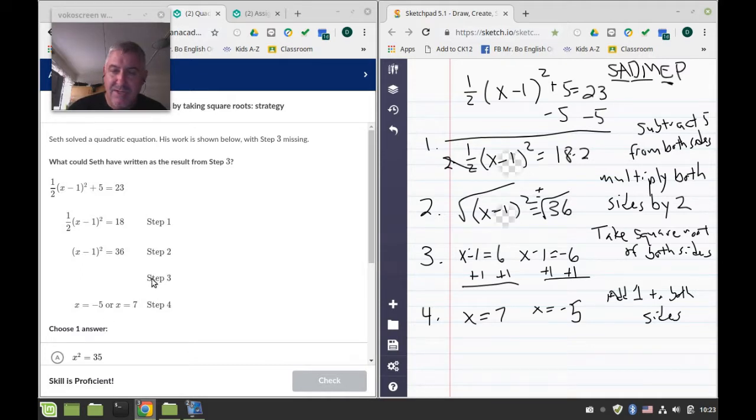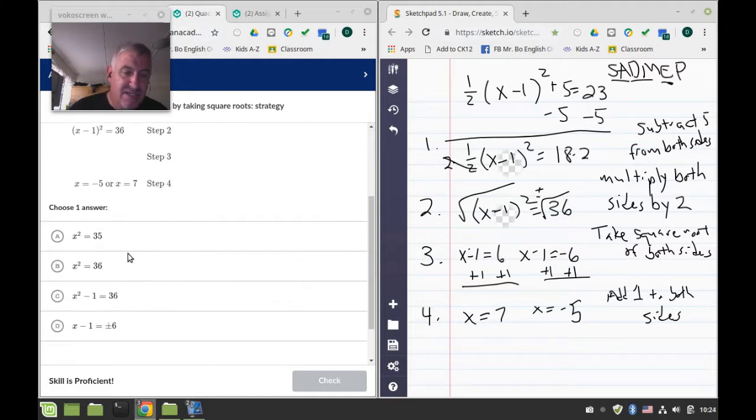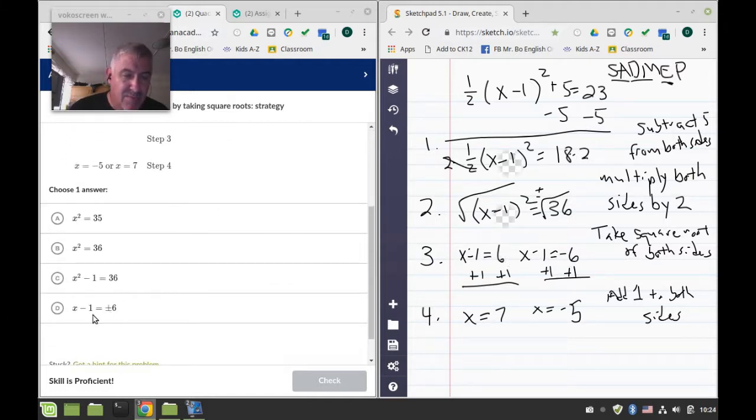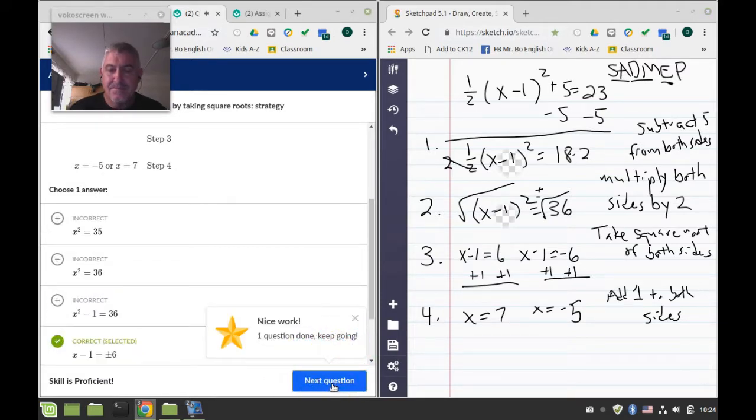What's our step 3? Our step 3 looks like x minus 1 is equal to 6 or x minus 1 is equal to negative 6. Let's see if we can find that. x minus 1 is equal to positive or negative 6. There we go.